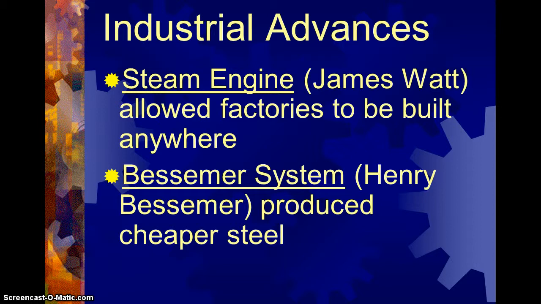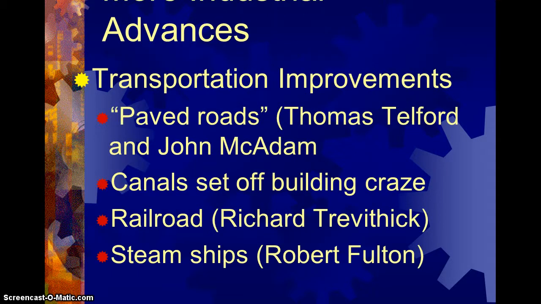You had the Bessemer system, which produced cheaper steel, which was a great improvement in every field where you needed to create machines or inventions using steel, buildings. And there was transportation improvement. There were paved roads. You had canals, building cranes. There was the railroad and steamships, and the railroad is because of the steel. The steamships are because of steel and the steam-powered engine.